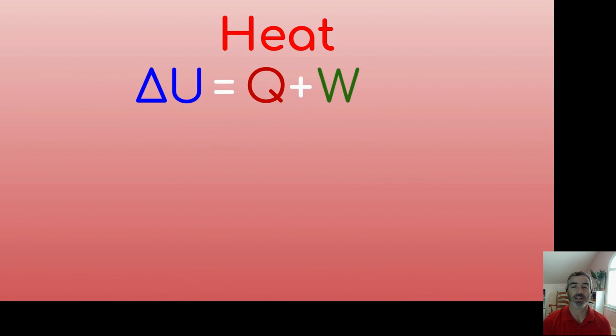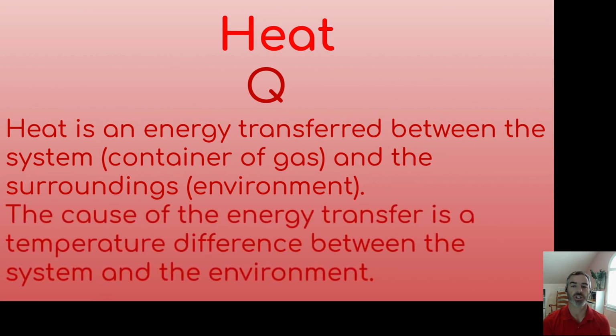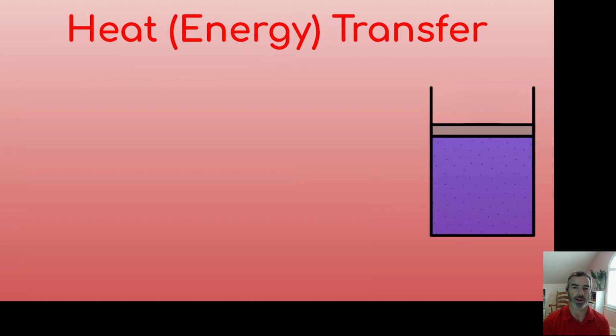So let's talk about calculating heat. So heat is Q, and remember that heat is an energy transfer between a system, the container of gas, and its environment. The cause of the energy transfer is the temperature difference. And the key here is remember that heat is an energy transfer. It is not a property of matter.